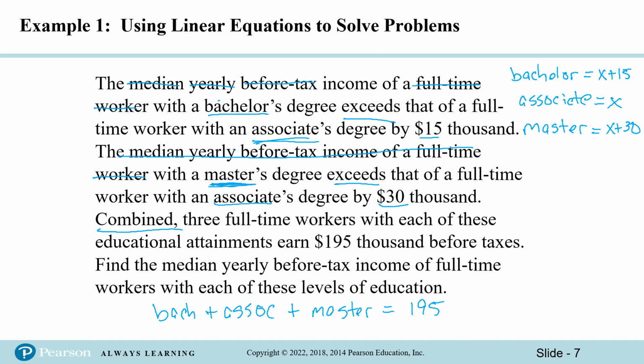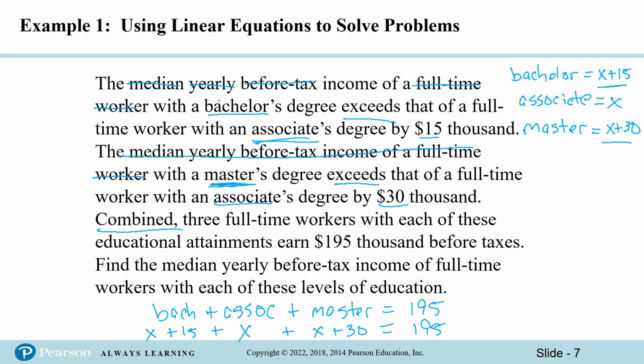All right, so we're going to take our bachelor's degree. We said our bachelor's degree was x plus 15, so I'm going to replace my bachelor's degree with x plus 15. My associate's degree we said was x, and my master's degree was x plus 30. Be super careful when you do this. If you have 3 different quantities, you have to have 3 different x's. I cannot tell you how often students write an equation and they only end up with 2 x's, even though they have 3 quantities that they're trying to find.